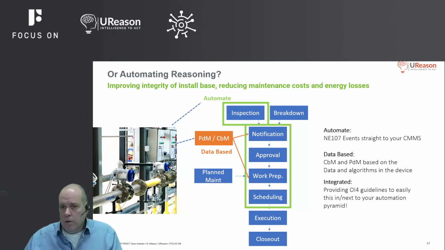At the same time, using the additional data that is available out there in the field, you can set up condition-based and predictive maintenance programs which are data-based and can use algorithms to provide you with early indications, time to event, of when things could actually start failing, such that you waste a lot less energy in overhauling equipment that is in good working condition. And using the OI4 guidelines, it's an integrated approach, so it allows you to easily integrate this into or next to your automation pyramid, which is also quite important.